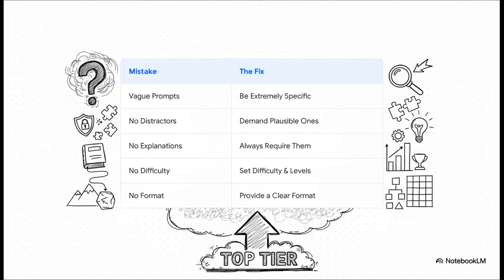It's that simple. If you forget to ask for explanations, you miss out on a massive learning opportunity for your audience. And finally, if you don't set the difficulty or define the output format, you're just making the AI guess what you want. Avoid these 5 things, and you're already ahead of 90% of people using this stuff.